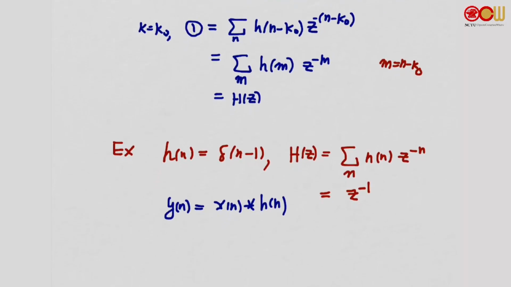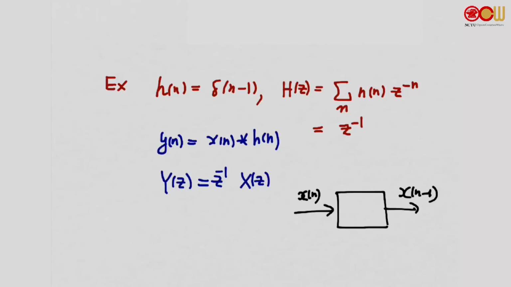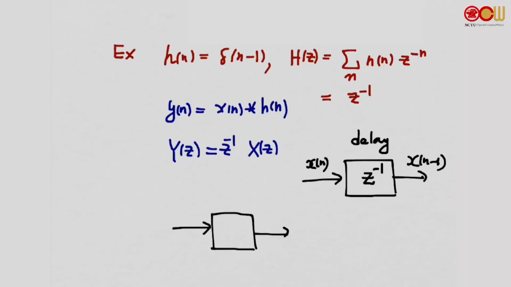Now suppose y[n] is the convolution of x and h. Then in the z domain, we know it's simply the product of X(z) and H(z), which is equal to z inverse. And that's why, when we talked about the delay system earlier, the output is a delayed version of the input by 1. Then we put z inverse here because that's the Z-transform of the impulse response of the delay system.